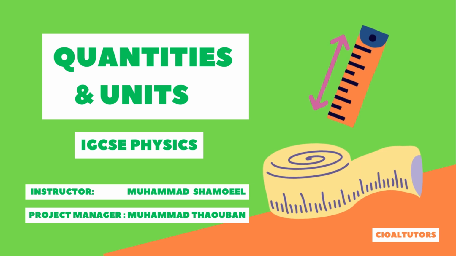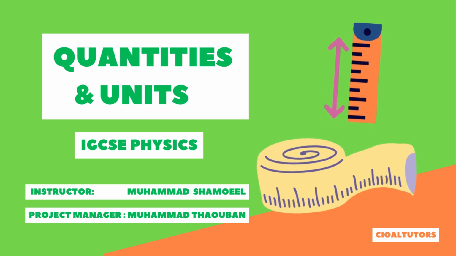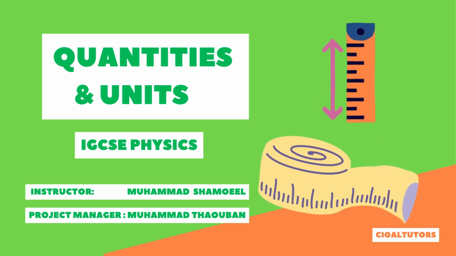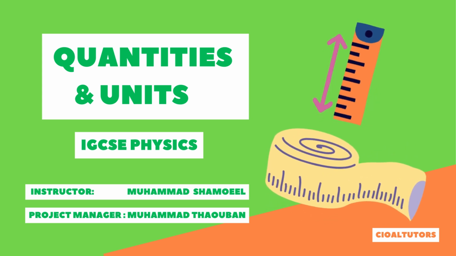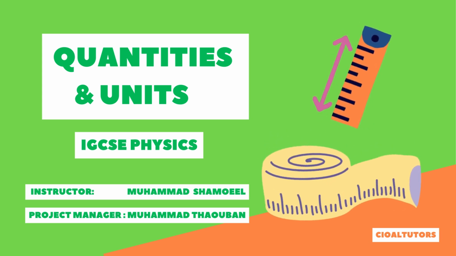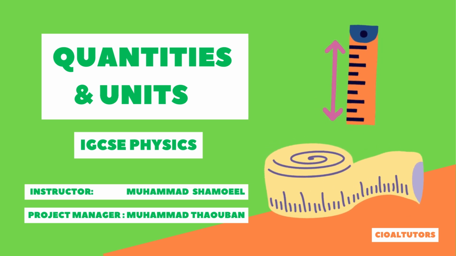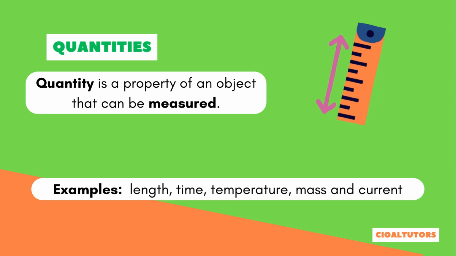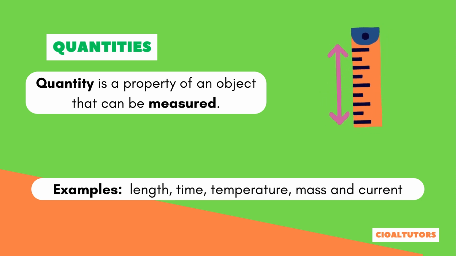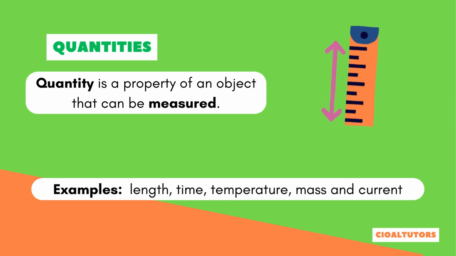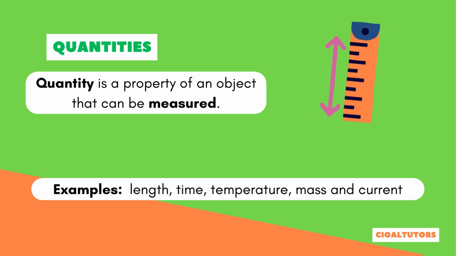The first chapter we'll cover is quantities and units. Understanding quantities is crucial before discussing other physics topics because all formulas in physics use standard quantities and units. In this chapter, we'll explore what quantities and units are. Quantities are properties of objects that can be measured, like length, time, temperature, mass, and current. These measurements use standard units. All formulas in physics involve specific standard quantities and units.